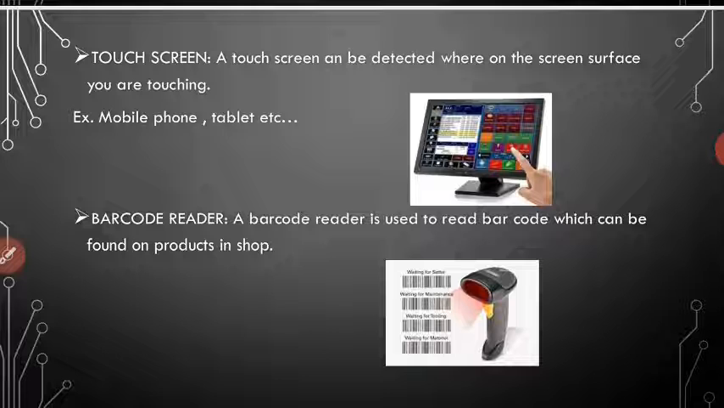Next one is the barcode reader. A barcode reader is used to read the barcode which can be found on a product in the shop. Most of the time in shops or mega shops we see that on the outside of the product there is a barcode, and when we purchase any item and go to the billing counter, they use the barcode to scan the price of that product.